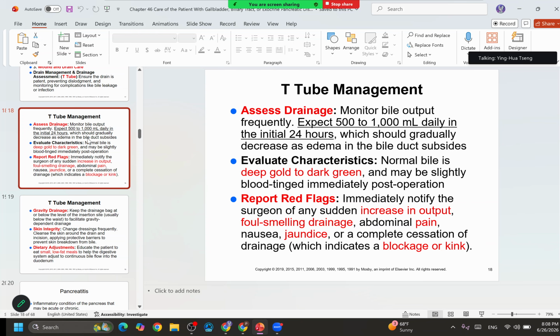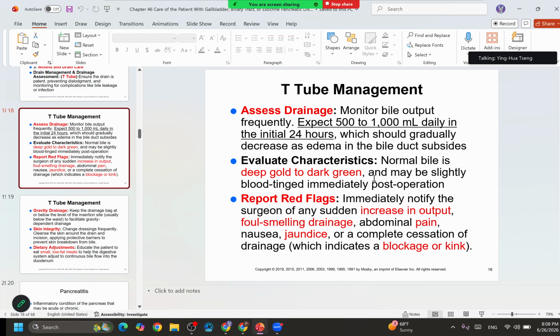But if this is green-colored bile, 500 to 1,000 is okay, in the first 24 hours that's okay. That's why I highlight this one for you, so don't get confused. The key words are the bile and the color: see whether the color is blue or not. The second one: normal bile could be deep gold or dark green.